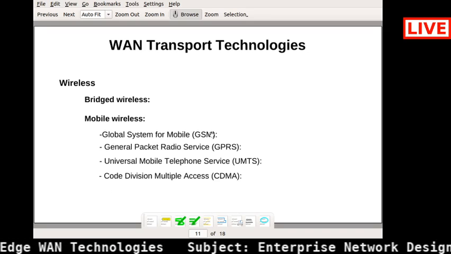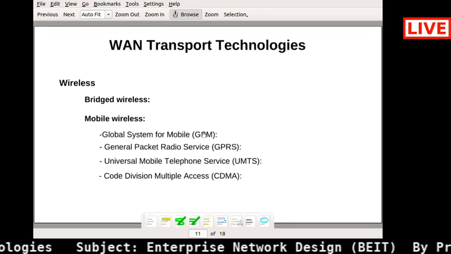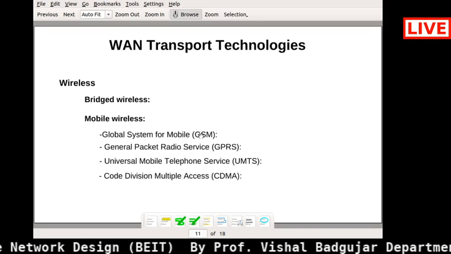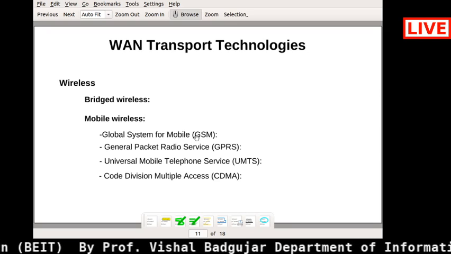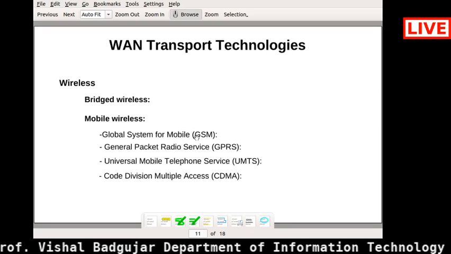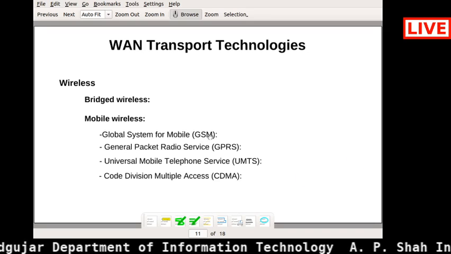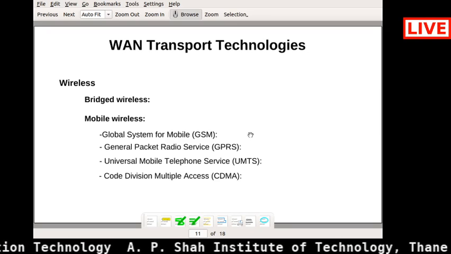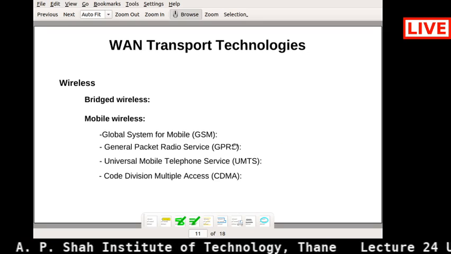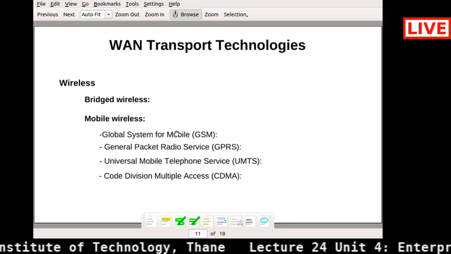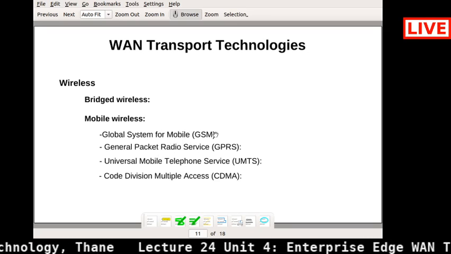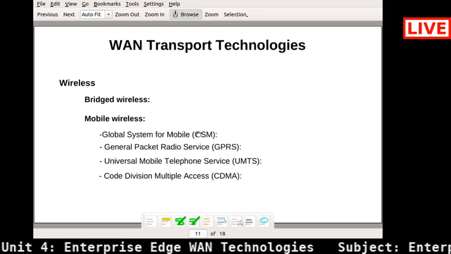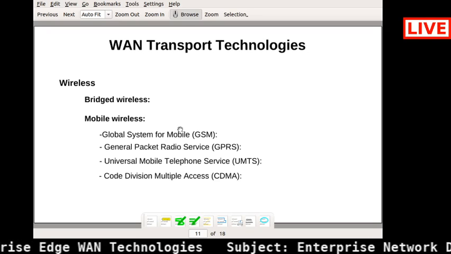For example, the first one is GSM, the Global System for Mobile. It has digital mobile radio standards and uses time division multiplexing technology. It works in three bands: 900, 1800 and 1900 megahertz. On these different bands GSM functions, and it uses time division multiple access, that is TDMA. This is the radio standard you are going to use.